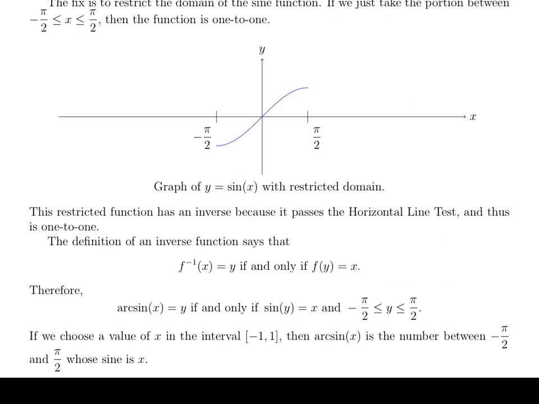Then if we want to define what we mean by the arcsine, then we'll say that if we choose a value of x that's between -1 and 1, then the arcsine of x is the number between negative pi over 2 and pi over 2 whose sine is x. Now we're picking values between -1 and 1 because that's the range of the restricted sine function, which means that becomes the domain of the inverse sine function.